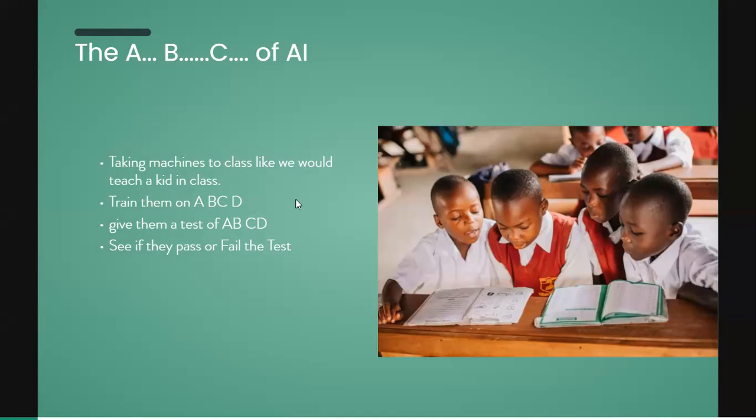So we take them through class and we teach them as a kid. We train them on ABCD through data. So we show them this A means apple, this B means boy, right? Then we give them a test, the same way we do to a kid in class. Let's say we put an A and we say, what is this? Then it has to figure out by itself what A represents, what B represents. Then we also have to check and see if the computer is able to pass this test or fail this test.